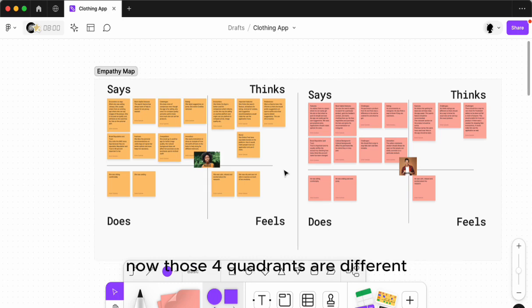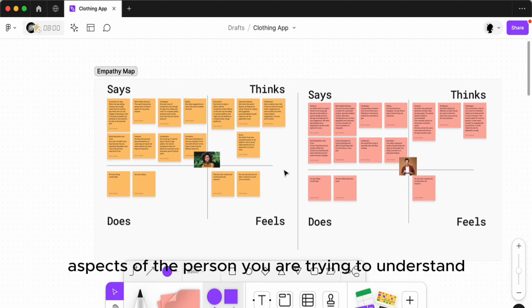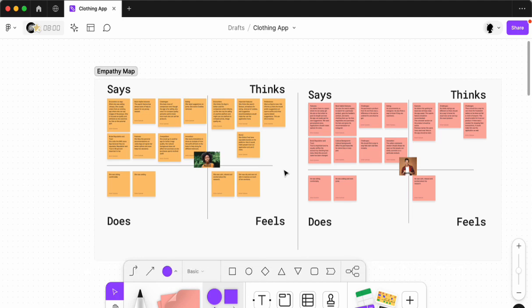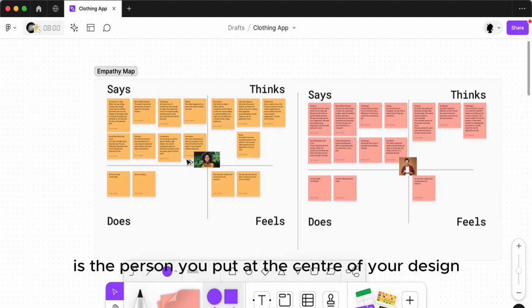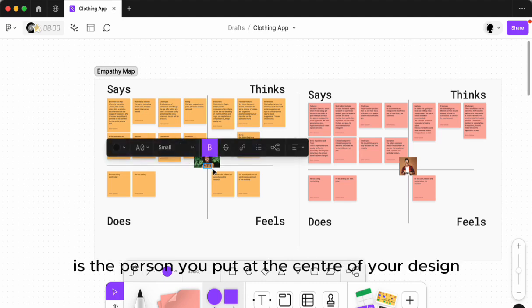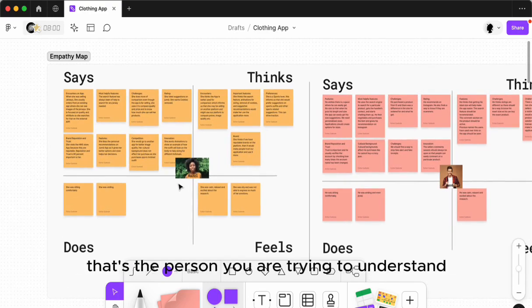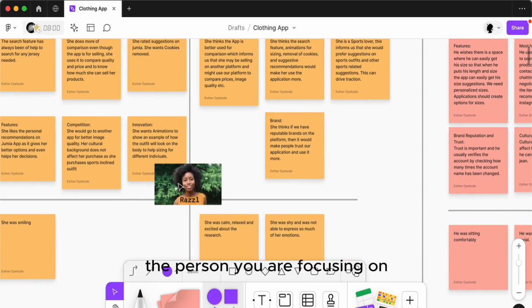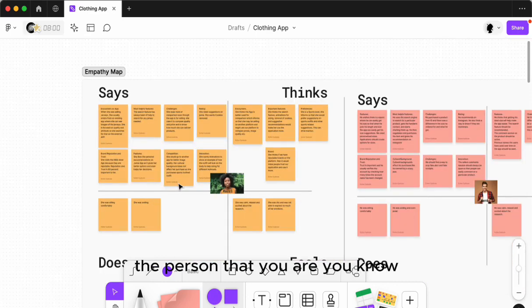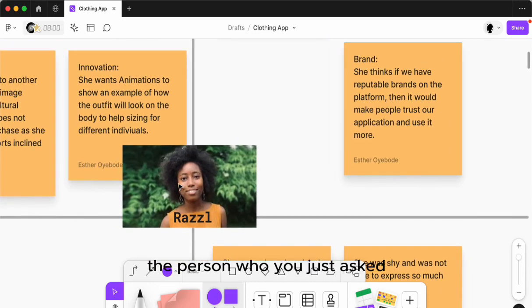Now, those 4 quadrants are different aspects of the person you are trying to understand. The person you are trying to understand is the person you will put at the center of your design. That's the person you are focusing on, the person who you just asked the interview questions. So you want to understand that person's perspective, not your own perspective, but the person's perspectives.